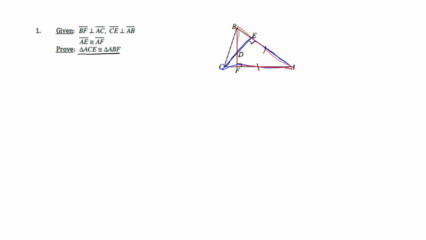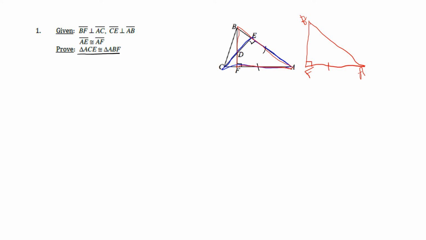So what I'm going to do is I'm going to draw them separately. I'm going to draw a triangle ABF. I can't draw a straight line, but you get the gist. So here's A, and here's B, and here's F. And I already marked this as a right angle, and that segment congruent to the other one.